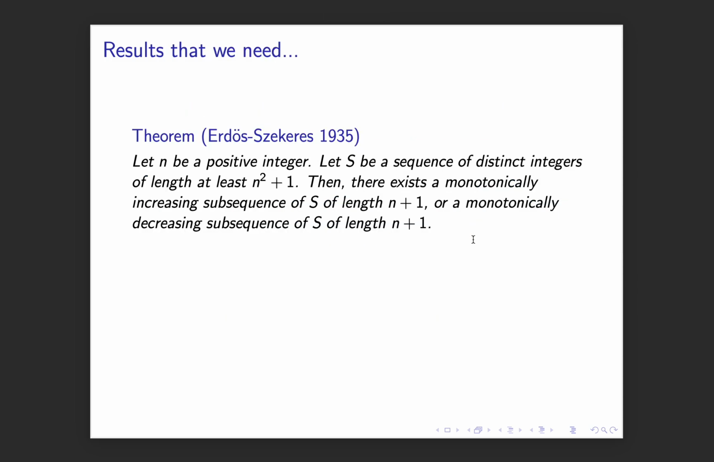We need the following results. The first one is due to Erdős and Szekeres from 1935. Let n be a positive integer. Let S be a sequence of distinct integers of length at least n squared plus 1. Then there exists a monotonically increasing subsequence of S of length n plus 1 or a monotonically decreasing subsequence of S of length n plus 1.